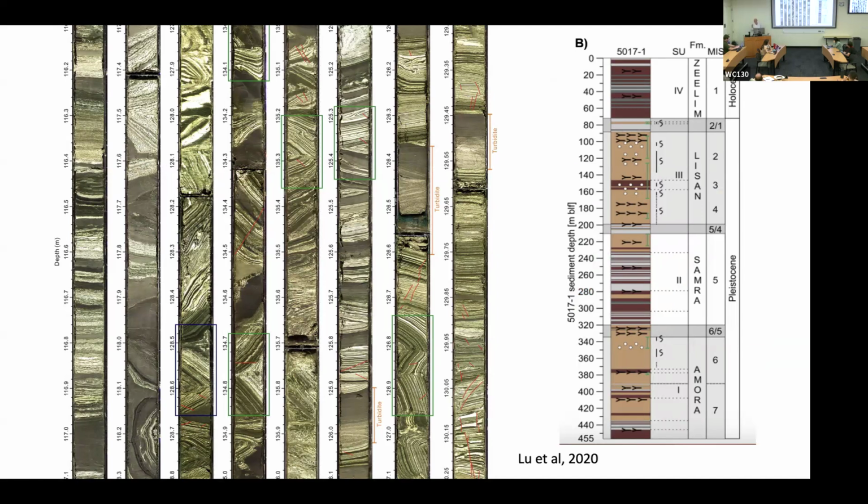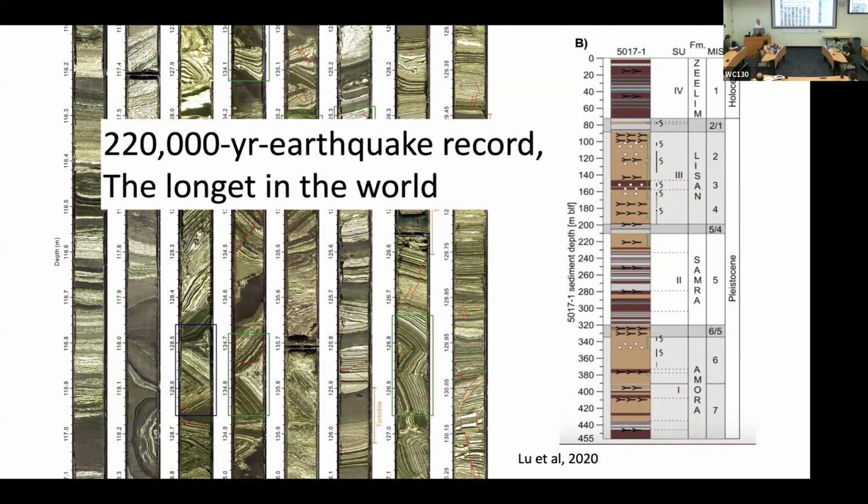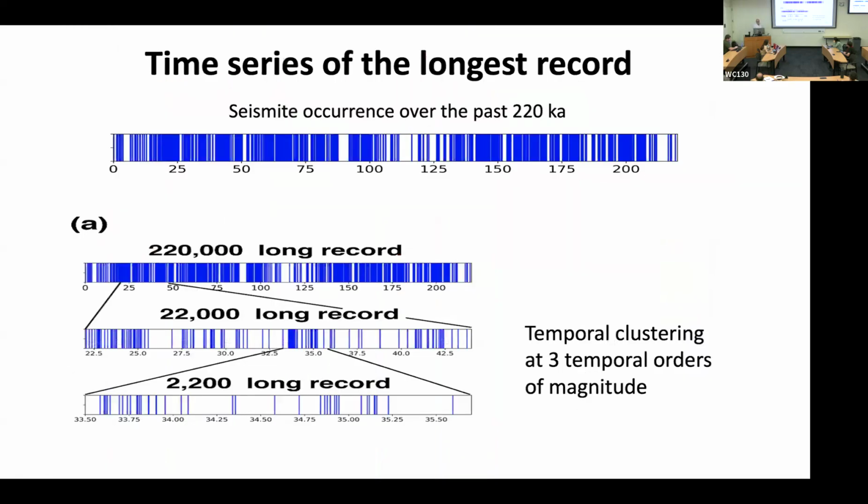I mentioned the postdoc who is now a professor in China. That was his postdoc. He analyzed this core very carefully, and he identified events where we see seismites. This is where there is no deformation, but in some places we see deformation, and some intense deformation. This is Jianlu, very thorough work. And that's how we got the longest record of detailed earthquake activity.